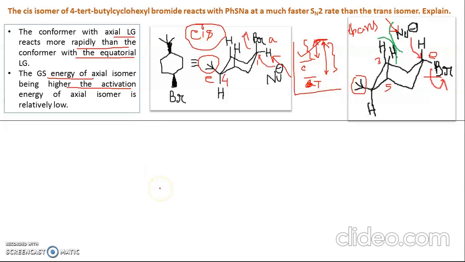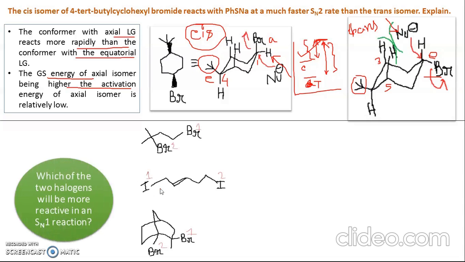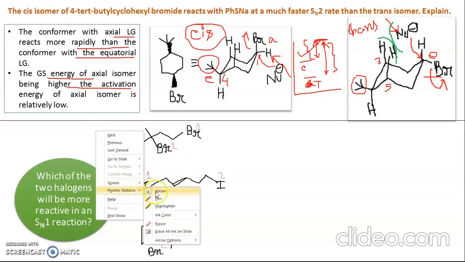Fine, so that is all about this problem. Now come to the second one. Here we have a total of 3 molecules, and the question is which of the 2 halogens will be more reactive in an SN1 reaction. In all these molecules you can see there are actually 2 leaving groups, and both the leaving groups are the same atom. Come to the first molecule, where we can see 2 bromine atoms.